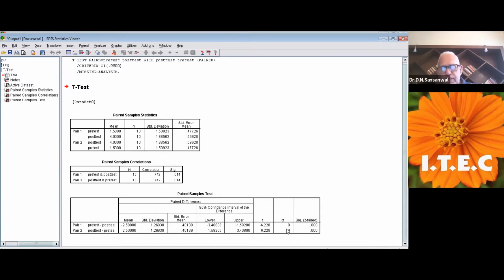Okay, so this is the analysis we have got with the help of SPSS. But how will you do it by hand? So let me tell you that also.